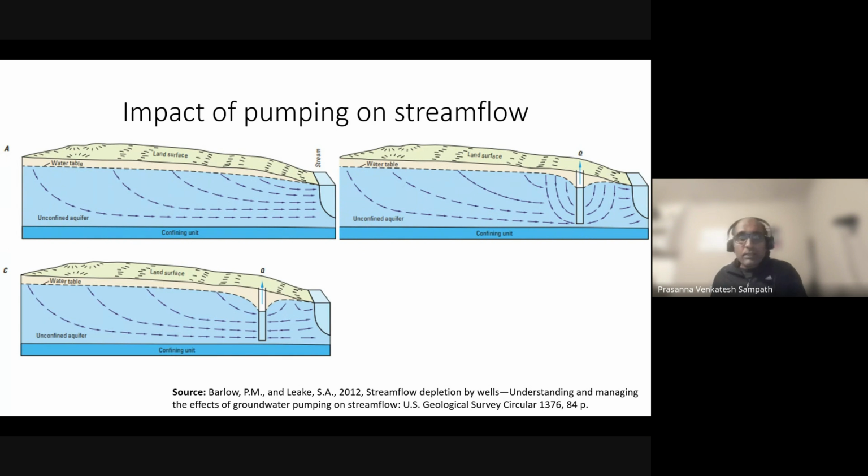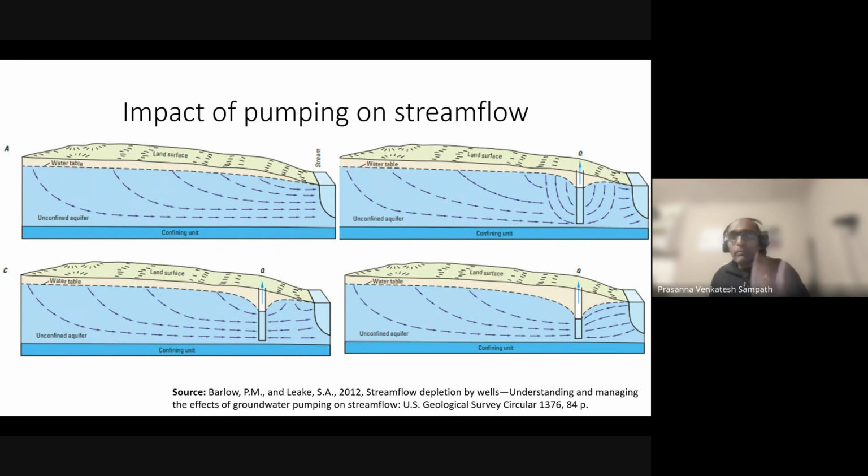then you start seeing a lowering of the water levels. You can see that in the conceptual picture that is shown here. The water level starts to get even further lowered, and eventually, if you continue pumping beyond this time, then you start noticing that there is a complete reversal of the flow direction, even in the area adjacent to the stream, where you start seeing water actually flowing from the river into the aquifer, right? So this is a direct impact of groundwater pumping on stream flow.